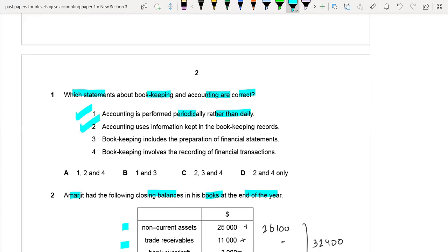Bookkeeping includes the preparation of financial statements. No, bookkeeping is only related to preparing journals and cash flow. Bookkeeping involves the recording of financial transactions. Yes, we record the financial transactions in bookkeeping. That means 1, 2, and 4. So option A is the right option.